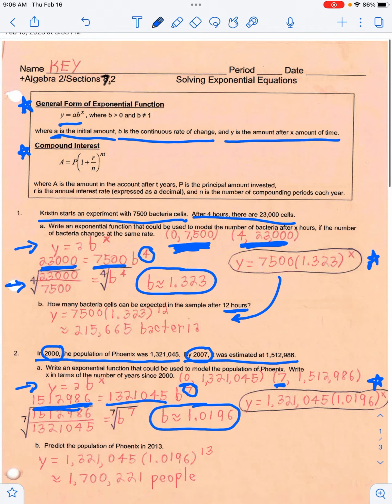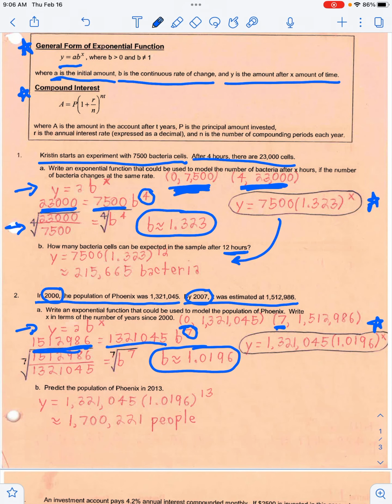I carried it out to the 10,000ths because of that 0, just for greater accuracy, and then raised to the X. And then in the second part, part B, I use that equation to predict the population in the year 2013. Of course, I'm plugging in 13 for X, and you can see I got 1,700,221 people. I rounded to the nearest person.